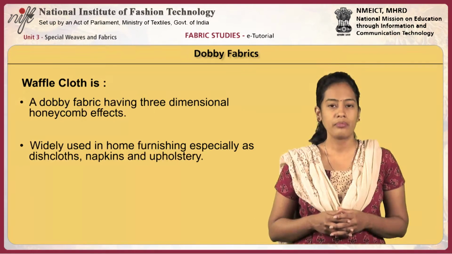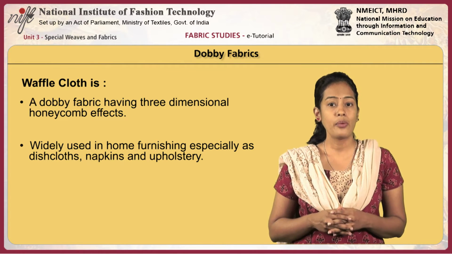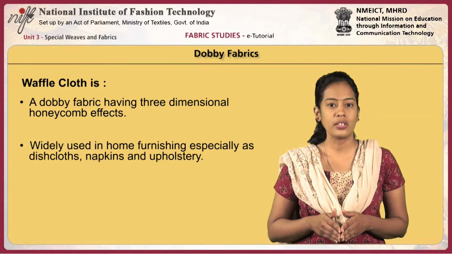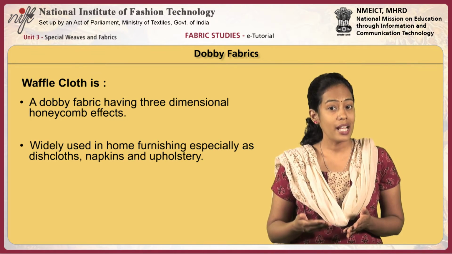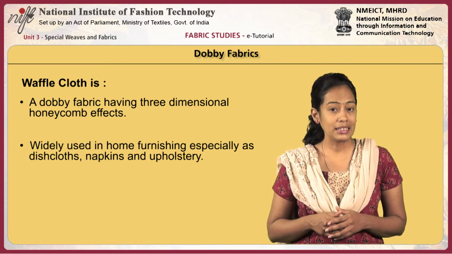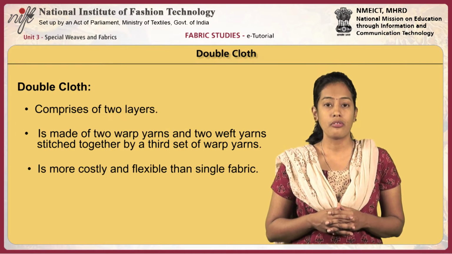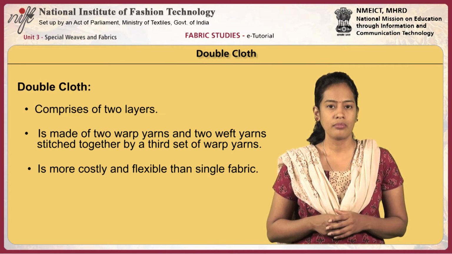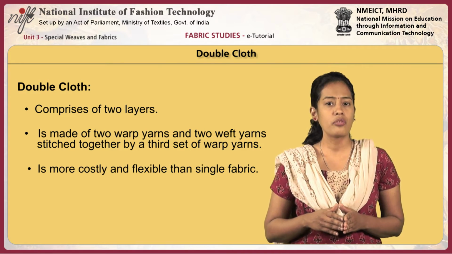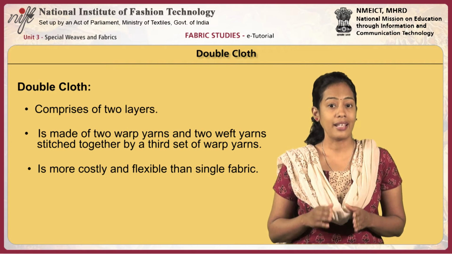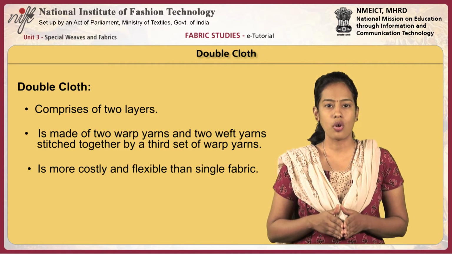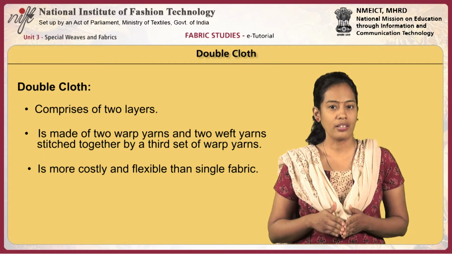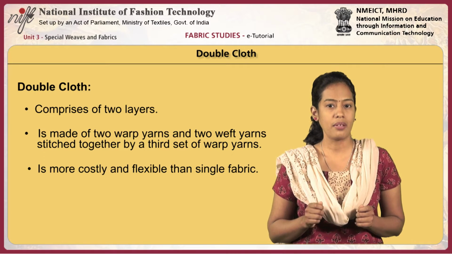Waffle cloth is a dobby fabric having three-dimensional honeycomb effects. It is widely used in home furnishing, especially as dishcloths, napkins and upholstery. The fabric is comprised of 2 layers. Each layer is made of 2 sets of yarns and hence the double cloth is made of 2 warp yarns and 2 weft yarns. They are stitched together by a third set of warp yarns.